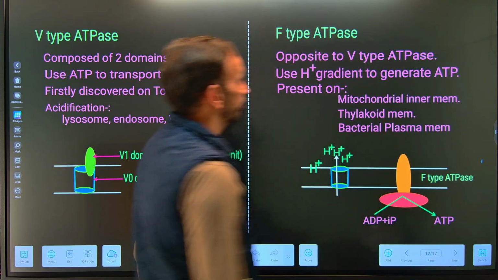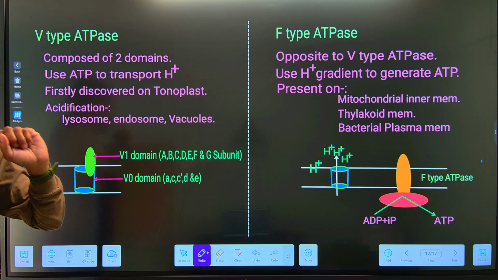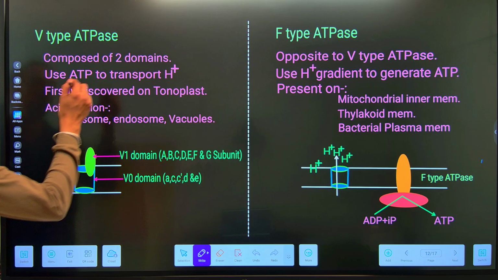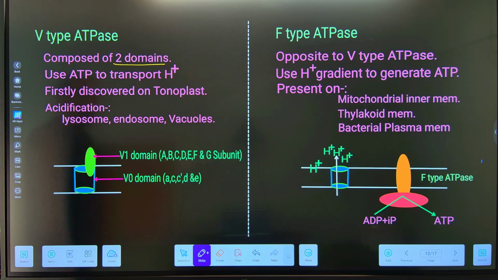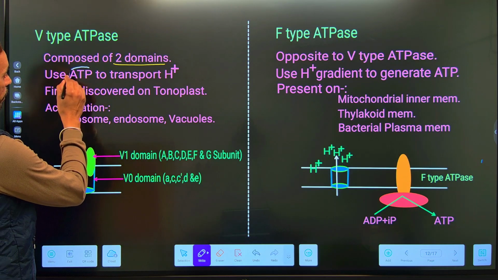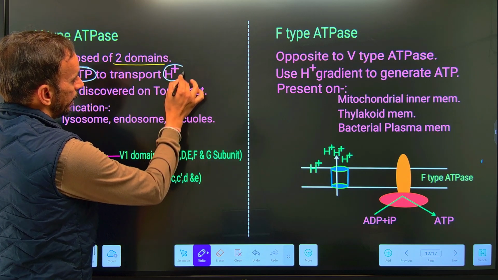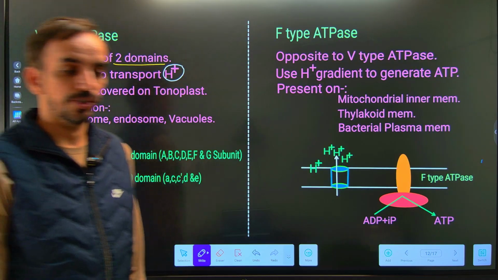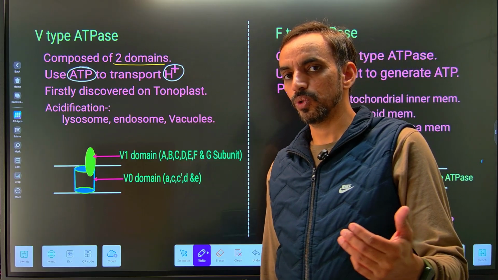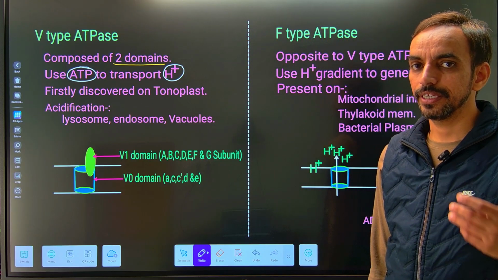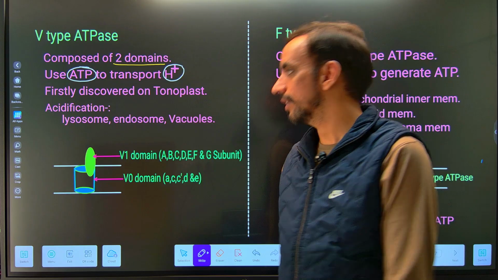So next we take up the V-type pumps, or V-type ATPases. Now these V-type ATPases are generally made up of two domains. Their functioning is that they utilize the energy in the form of ATP and transport the H plus ion against their concentration gradient. Since they are active transporters, they will transport the H plus ion against their concentration gradient, from low concentration to high concentration.